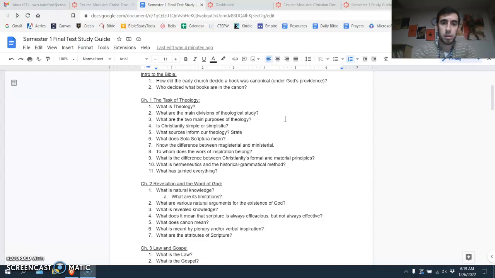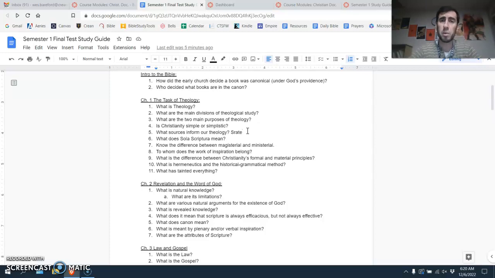What sources inform our theology? And here I have the acronym SRATE. So Scripture, with a capital S, is the formal principle of our theology. It is the primary source that informs us because it's the Word of God, and it is certainly true in everything it says. But other things do inform our theology: reason, authority, tradition, experience. And you could put human in front of each of these: human reason, human authority, and so on. And they inform our theology for better or for worse sometimes.